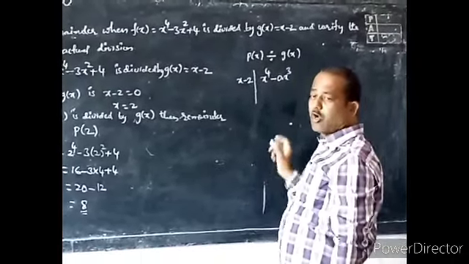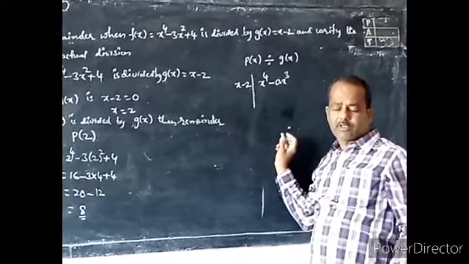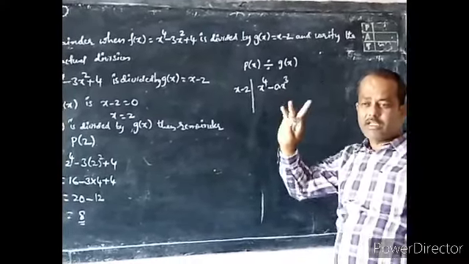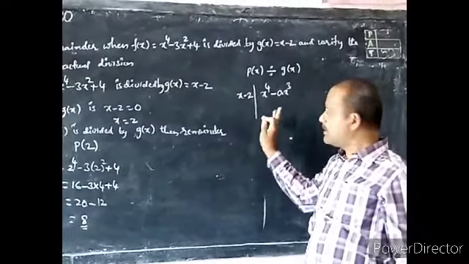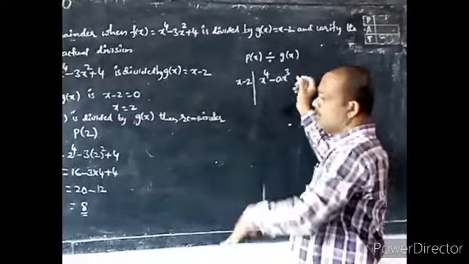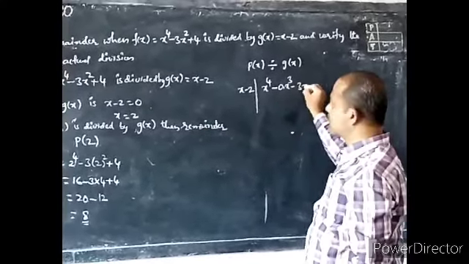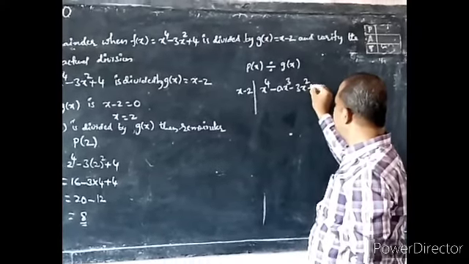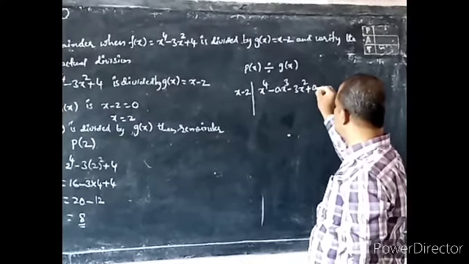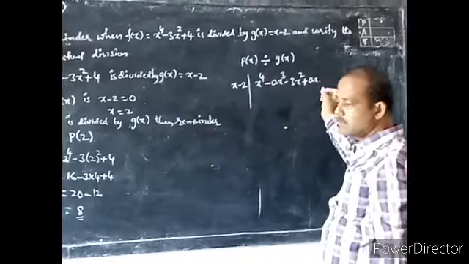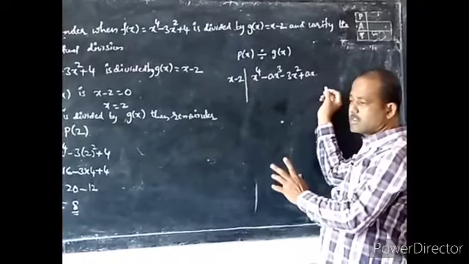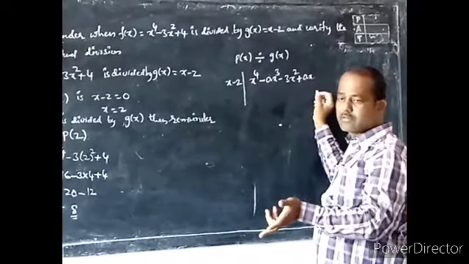0x cube. How many x cube terms are there? Only 0. No term. That's why 0x cube. 0 into x cube, again we are getting 0 only. Minus 3x square. Next will be the x term, plus 0x. If a term does not exist, we write 0, right?